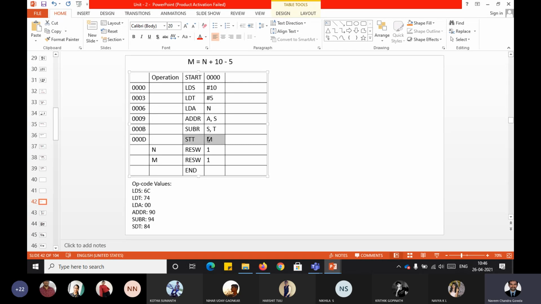Again you can observe STT M. As it is STT, it is not acting only on the registers, so this can be either format 3 or 4. Again I said, if it is plus here, then it would be format 4, but right now it is just STT, so it belongs to format 3 itself, so you will be allocating 3 bytes.